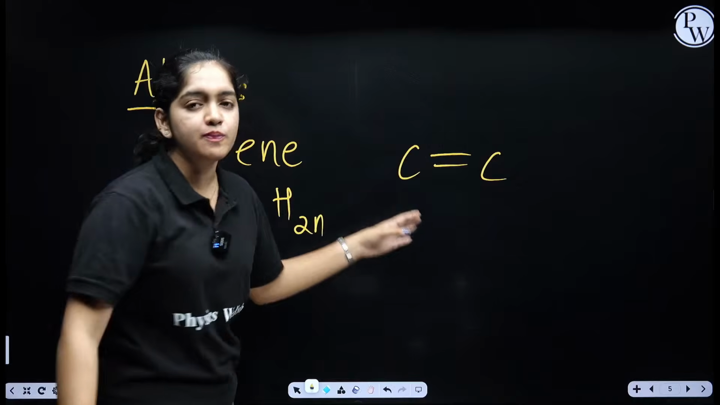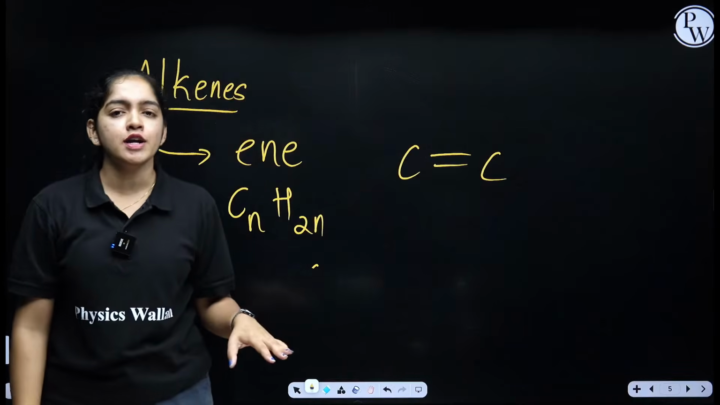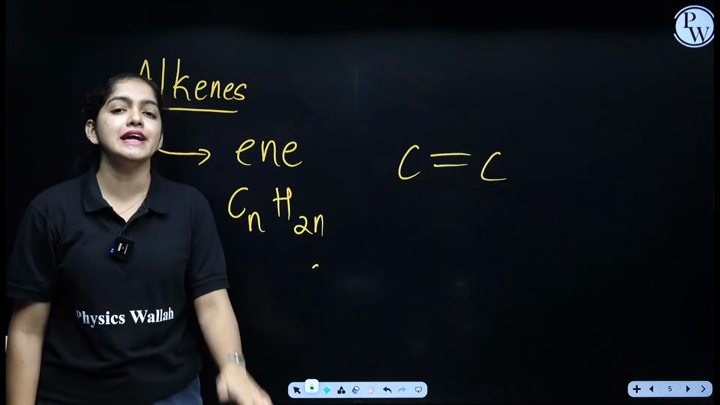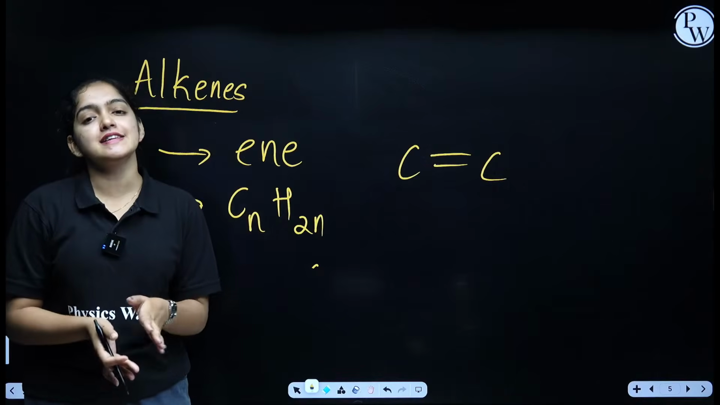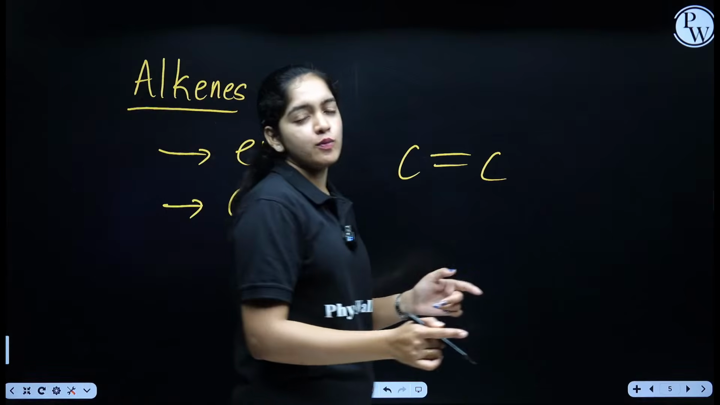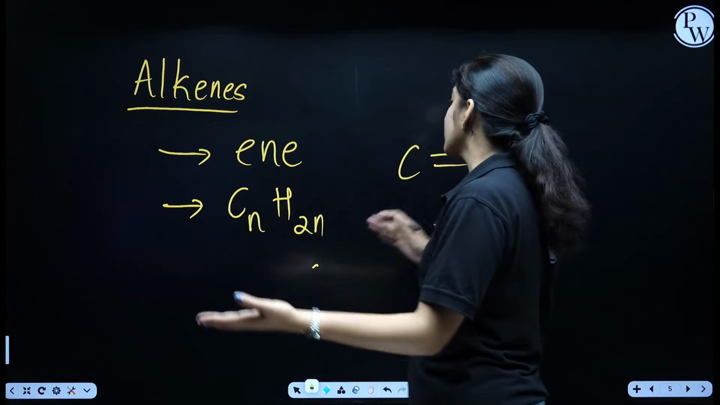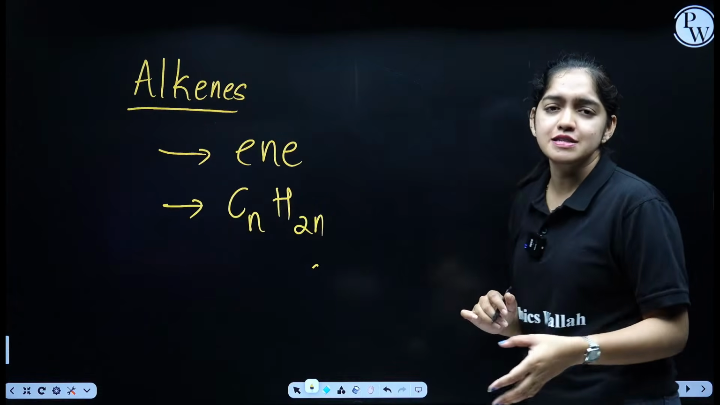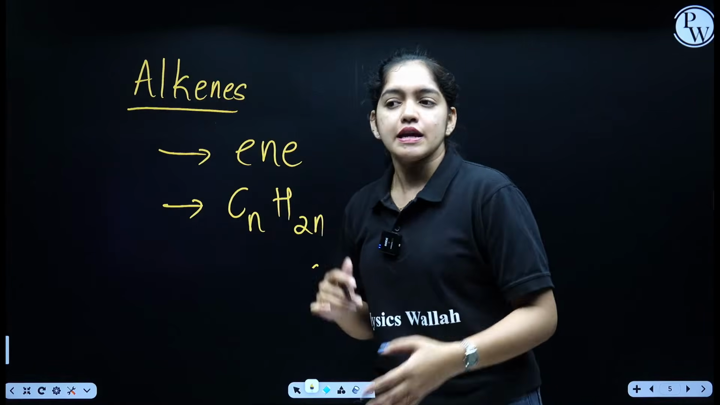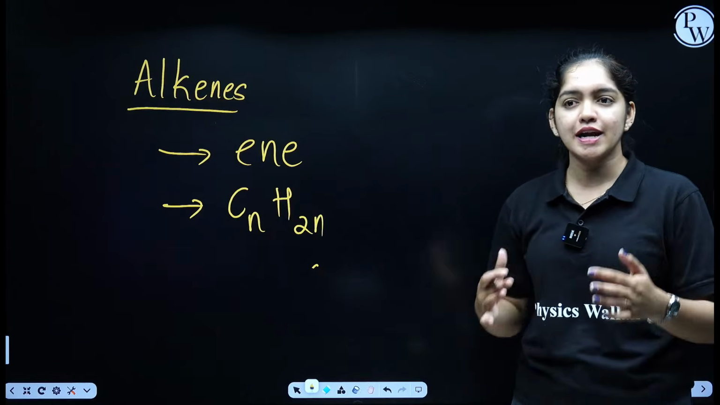If it is a double bond, it will not undergo any kind of substitution reaction. It will mainly undergo which kind of reaction? Addition reaction. In class 10, we learned about two kinds of reaction, that is substitution reaction and addition reaction. Can you recall what is substitution reaction and what is addition reaction that we learned in class 10? In class 11 also we learned about substitution and addition reaction, right?